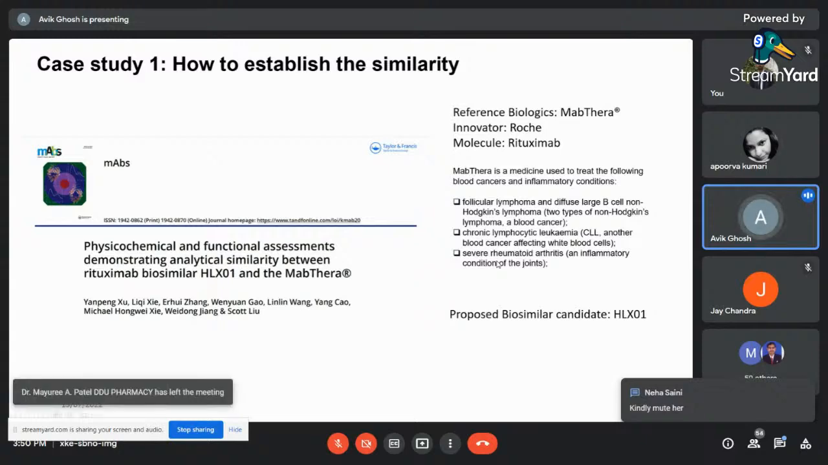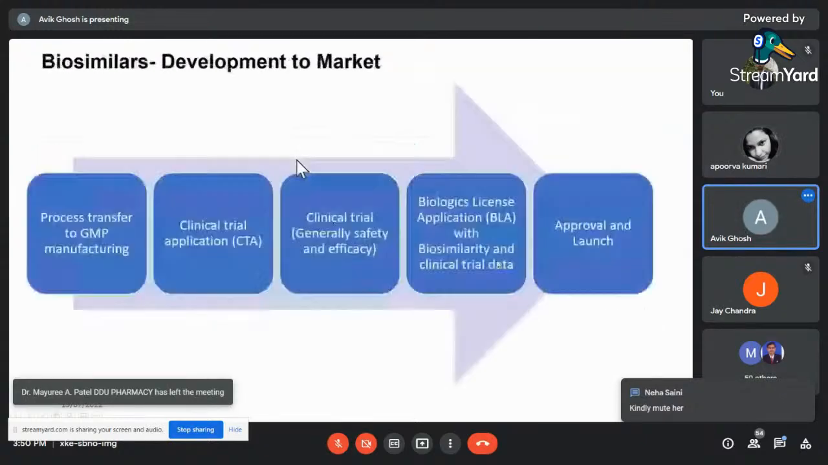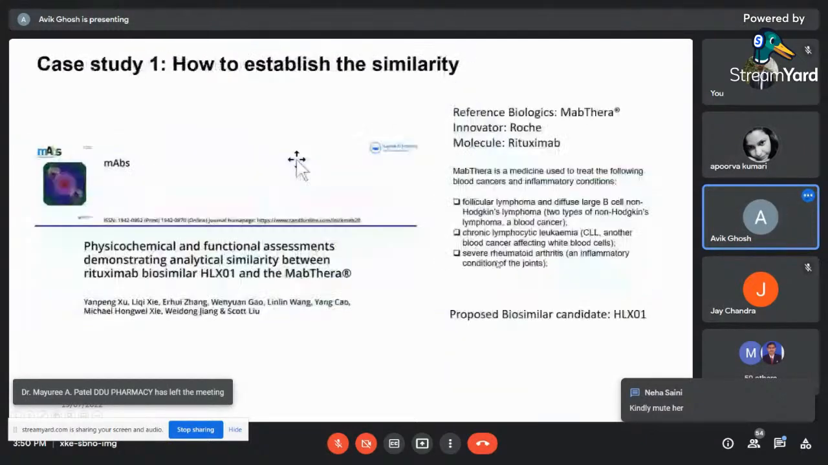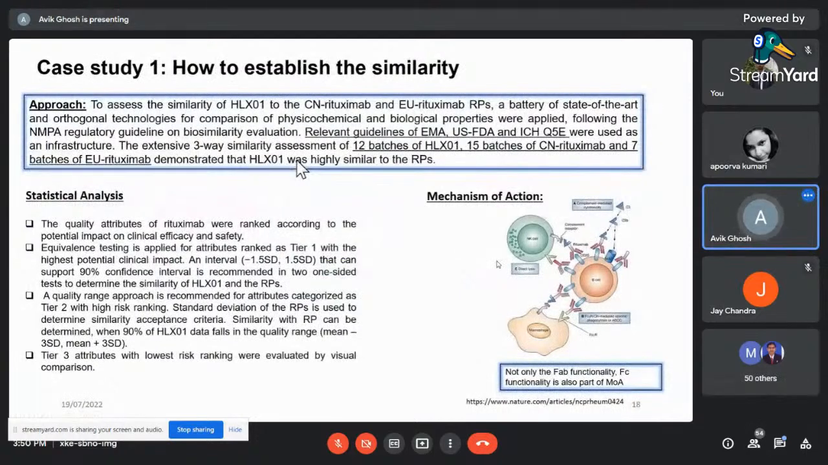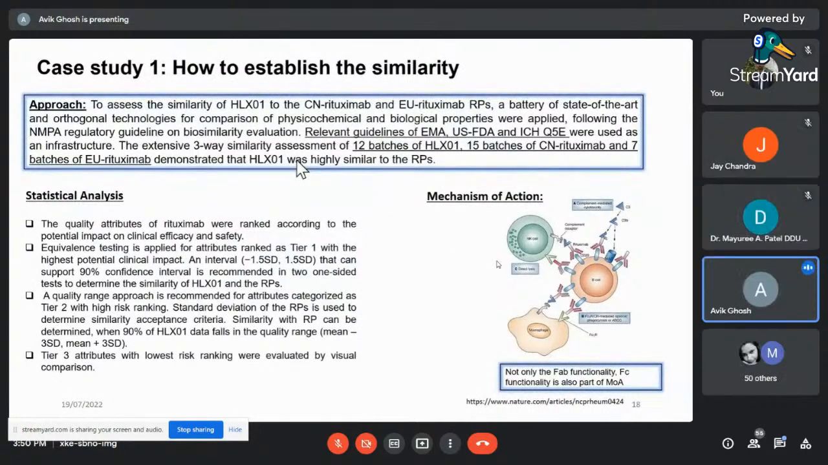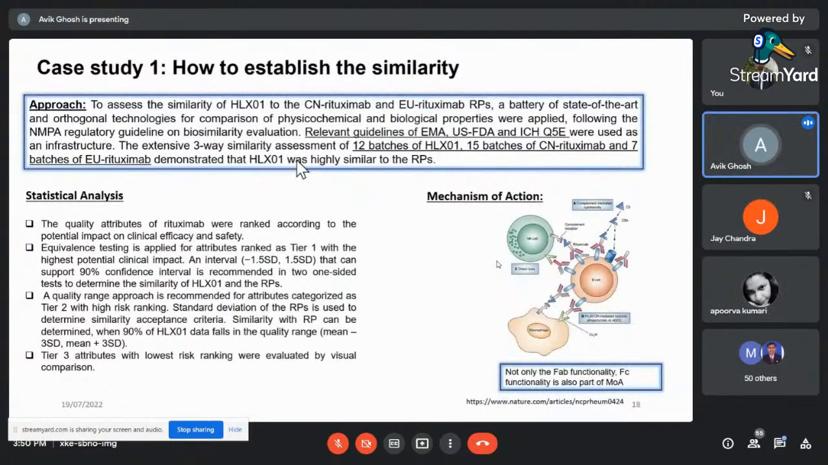Going to the next slide. Yeah. So here the important part, if you remember correctly, in the approach I had said, the first part is to understand the reference biologics, right? To actually figure out your approach, right?